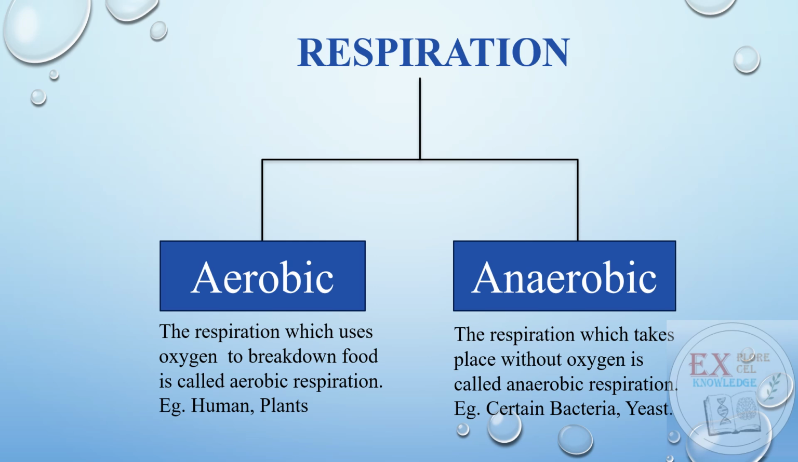There are two types of respiration. They are aerobic respiration and anaerobic respiration. Aerobic respiration. The respiration which uses oxygen to break down food is known as aerobic respiration. Example, in humans and plants, aerobic respiration takes place. The site of respiration is cytoplasm and mitochondria.